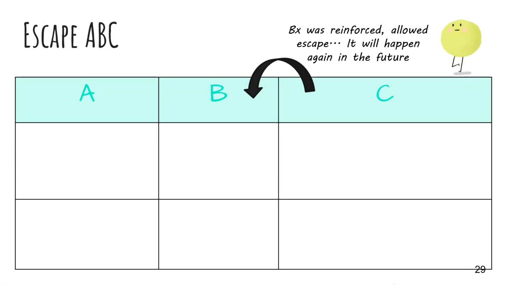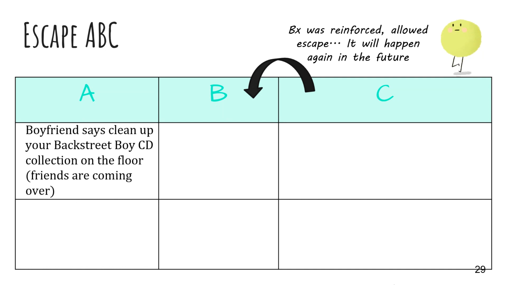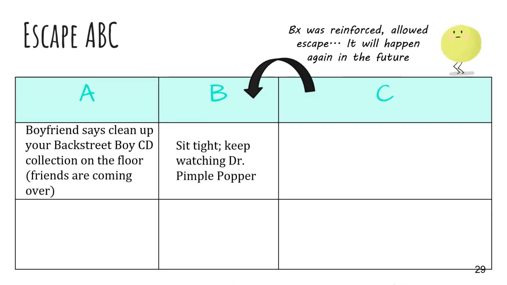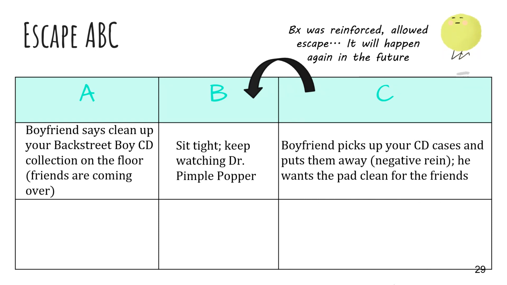All right, let's look at another example. This is our ABC chart. Boyfriend says, clean up your Backstreet Boys CD collection on the floor. So his friends are coming over. He wants you to clean up your Backstreet Boys CDs. So you engage in a behavior of just sitting there. You keep watching your TV show. Maybe it's some soap opera or Dr. Pimple Popper. Okay, and then after, your boyfriend picks up your CD cases and he puts them away. And he just wants a clean environment for when his friends come over, so he does that for you.